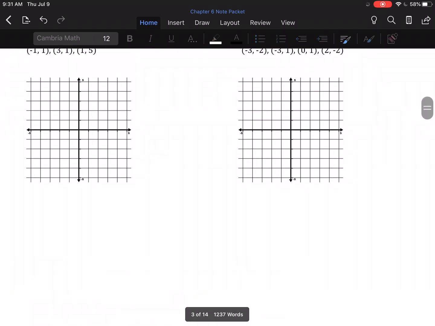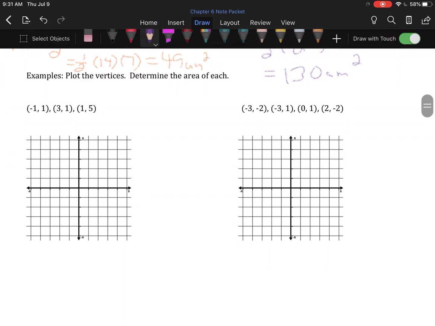And we have, make sure this is it for this lesson, it is, to do some plotting. So plot the vertices and determine the area. Okay, so -1, 1, go left 1, up 1 for my first point. 3, 1 says go right 3, up 1. And 1, 5 says go right 1, up 5. So 1, 2, 3, 4, 5. So here we have ourselves a triangle whose base is 4 across, 1, 2, 3, 4, and height, top to bottom, is 1, 2, 3, 4.